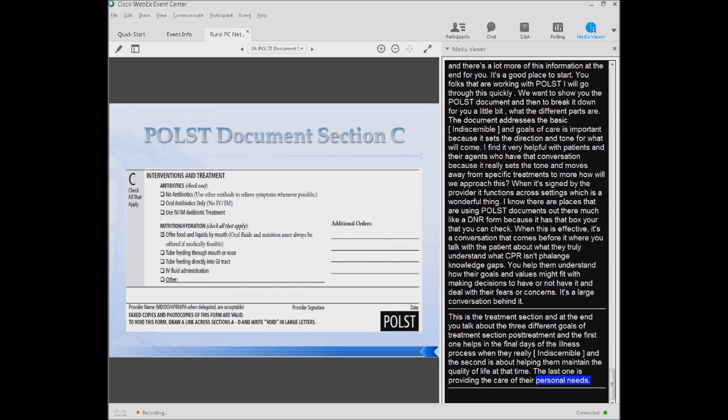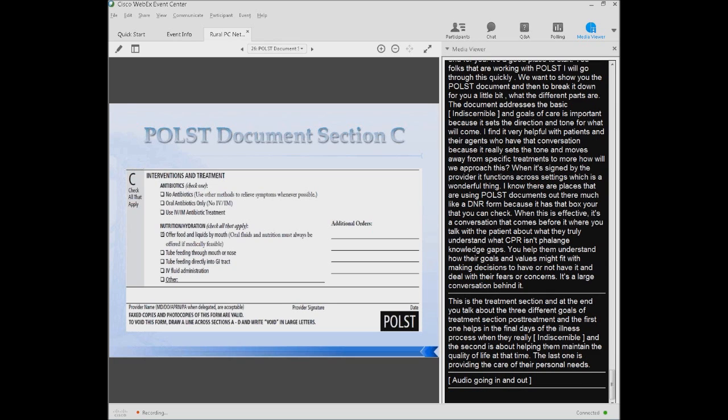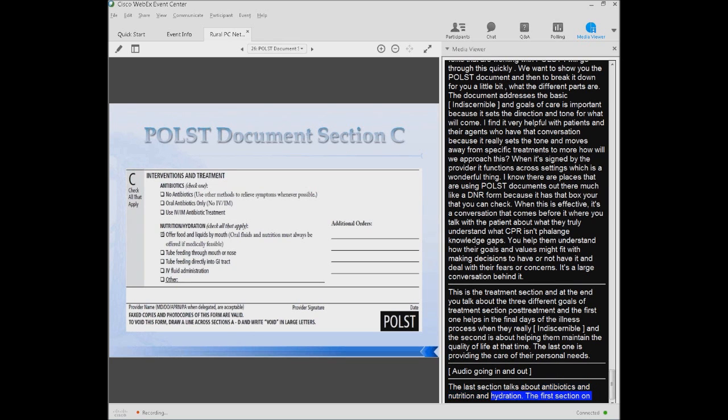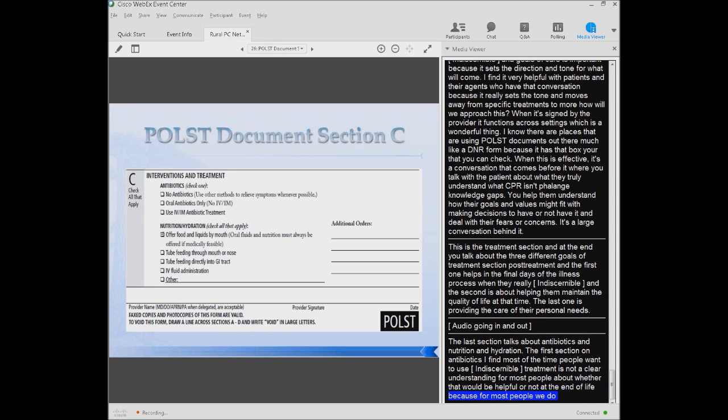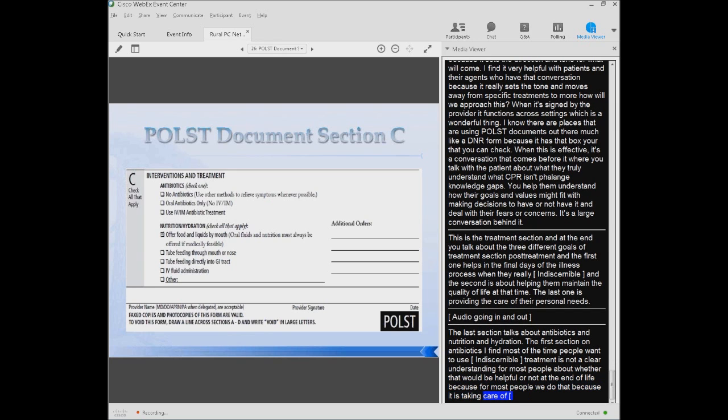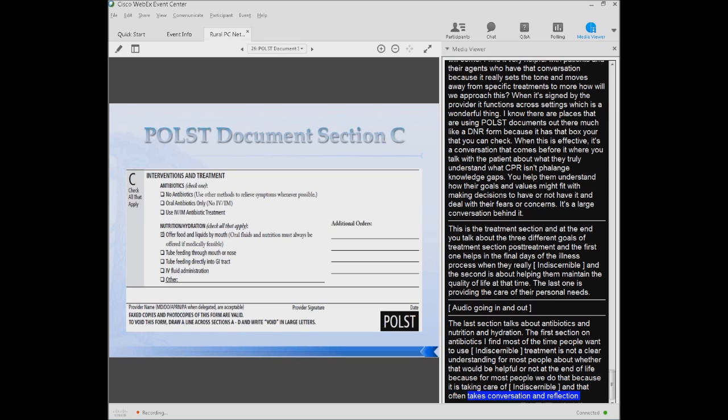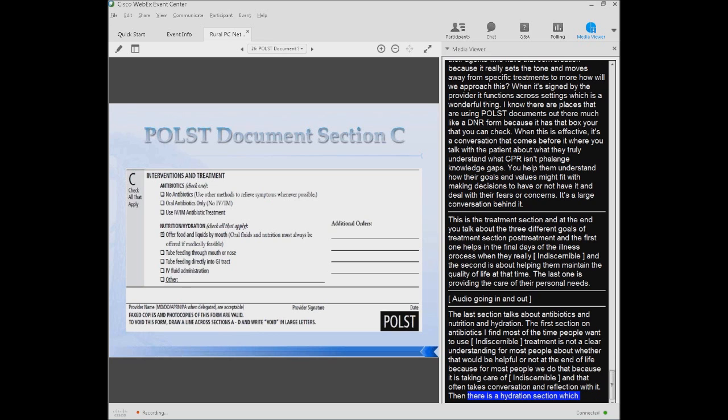And this last section on the front talks about the use of antibiotics and nutrition and hydration. That first section of antibiotics, I find most of the time people do want to use IV or IM antibiotic treatment. There's really not a clear understanding for most people about whether that would be helpful or not at the end of life, because for most people that's something we do because it's taken care of. It's a good thing. So that one often takes some conversation and reflection. And then the hydration section, tube feeding. All of that provides opportunities to have those conversations about what that would mean if you're coming to the end of life, as opposed to what it means if I've been in a car accident and I need something. And then the physician signs it at the bottom.